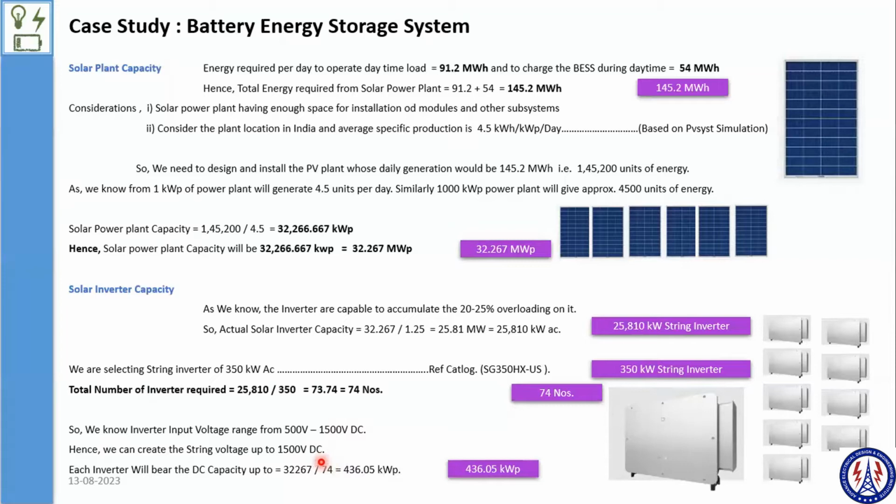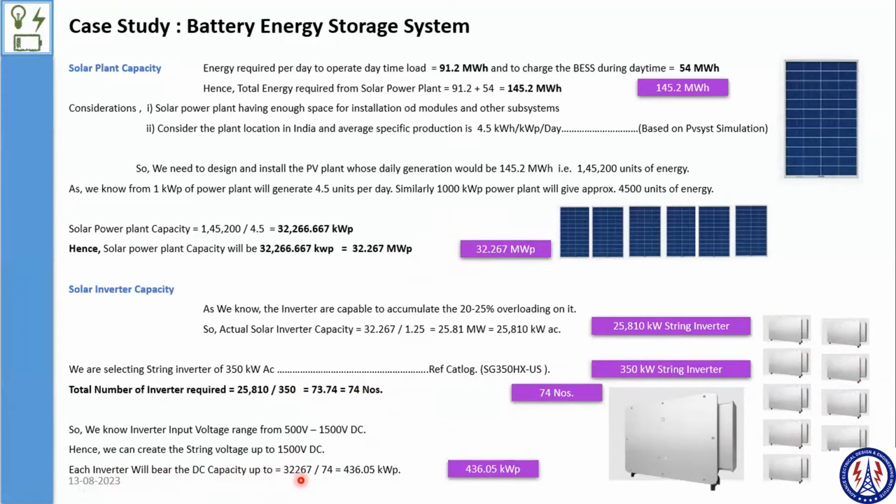Now I am doing the string calculations, so be focused. We're done with these numbers: inverter total capacity, individual rating, and quantity of the inverters. Now we are moving forward to the calculation of the string sizing. So each inverter will bear the DC capacity up to.